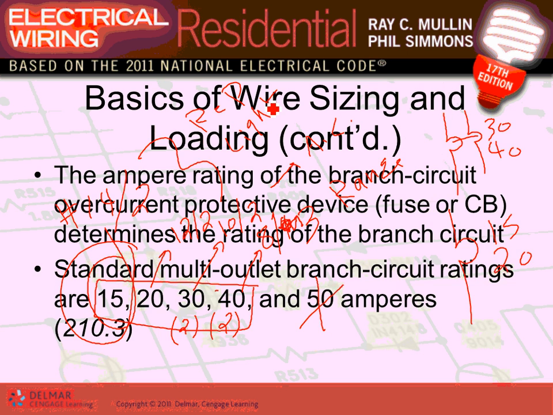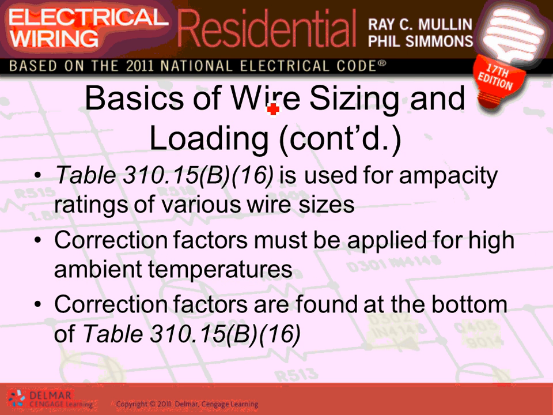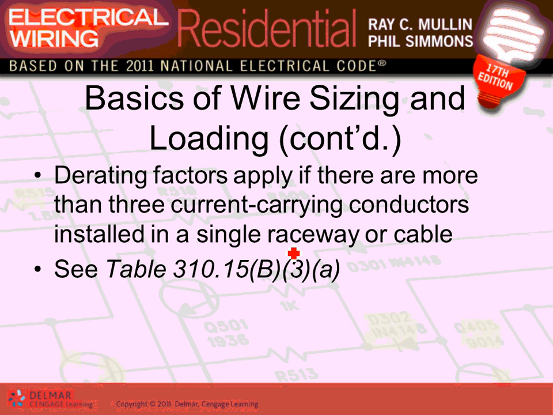Okay, so we got our circuits. Table 310.15(B)(16) gives you the ampacity of these conductors, guys. We will be going through this one a lot. Table 310.15(B)(16), the ampacity range for your conductors. Correction factors, we'll be doing a lot of correction factors, must be applied for high ambient temperature. Correction factors are found at the bottom of these tables. I'll show you these tables when we get to them. The rating factors for three or more current-carrying conductors have to be accommodated for.